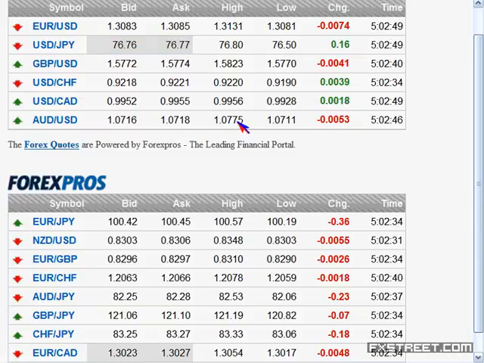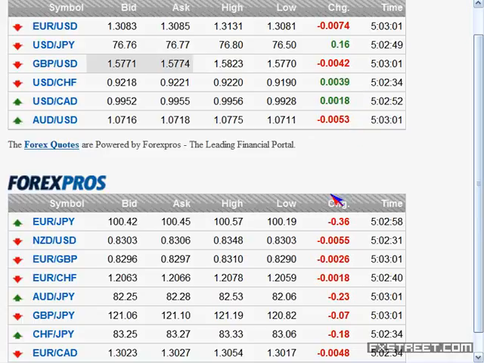And Australian dollar, which has made an upward stop to 1.0775 and dropped to form 1.0711 as the low, and currently trading around 1.0716, 1.0718. 53 pips negative net change is seen. So in all, you come across the USD gaining move.